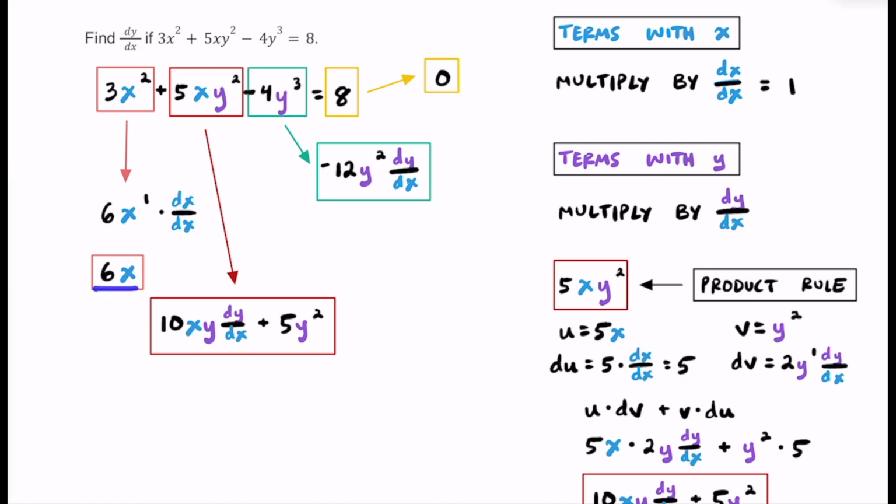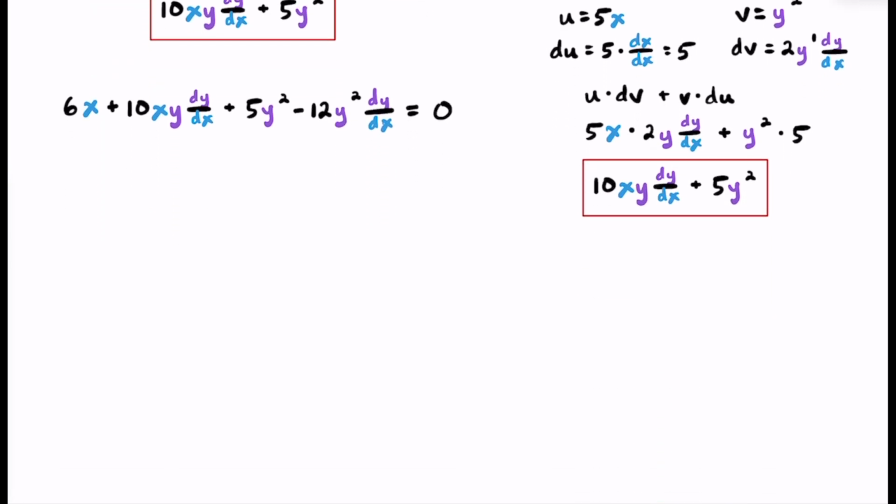Alrighty, so we have the derivative of each of those terms, 1, 2, 3, and 4. Let's go ahead and rewrite this so we have our derivative. So far we have this 6x plus this 10xy dy/dx plus 5y squared minus this 12y squared dy/dx is equal to 0. Alright, now what do we do with this mess?